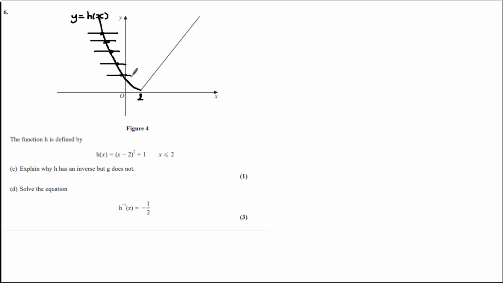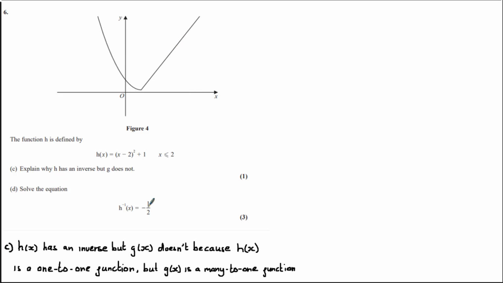So h has an inverse because it's a one-to-one function. However, g does not, because if we extend these lines, we'll see that there are more than one point of intersection between the graph g of x and the horizontal lines we've just drawn. Okay, so here we have 2 points of intersection, here we've got another 2 points, etc. So the reason why h has an inverse but g does not is because h is a one-to-one function, but g of x is a many-to-one function.